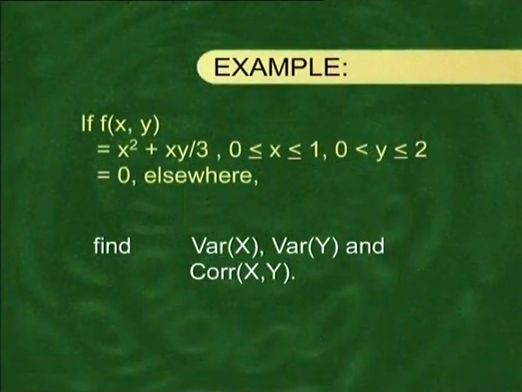Let us now discuss the computation of the correlation coefficient in the case of a continuous bivariate probability distribution. As you see on the screen, suppose we have the joint probability density function x square plus xy over 3 such that x lies between 0 and 1 and y lies between 0 and 2, and suppose that we would like to find the variance of x, the variance of y, and the correlation of x and y.